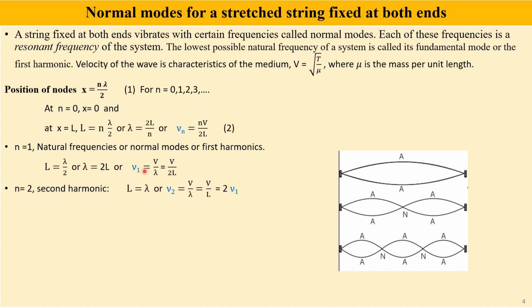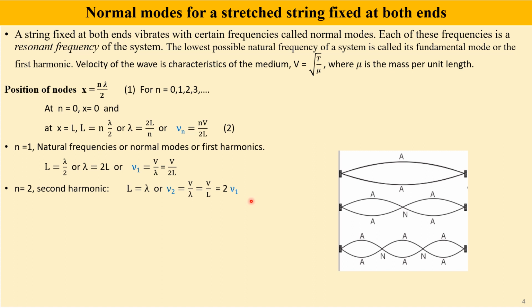Now if you want to find out the second harmonic, we have to put n equals 2 in equation 2. So for the second harmonic, we get L is equal to 2 into lambda by 2. The 2 and 2 get cancelled. Therefore, L is equal to lambda, and nu 2 is equal to v by L. So v by L is 2 times v by 2L, that is 2 into nu 1. So the second harmonic nu 2 is 2 times nu 1.